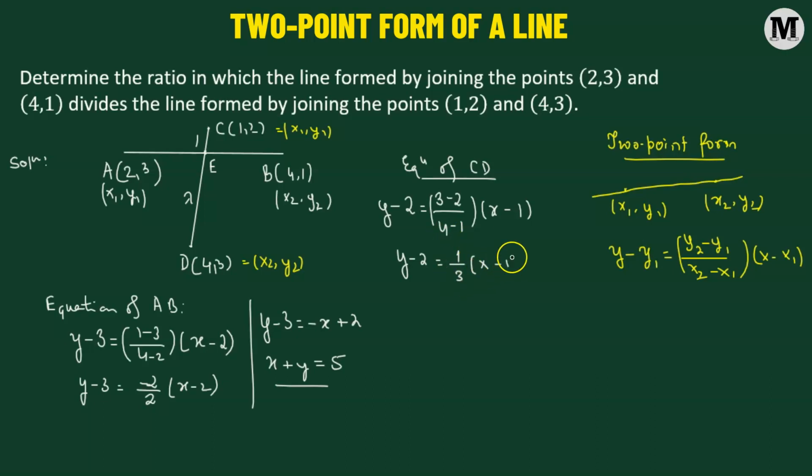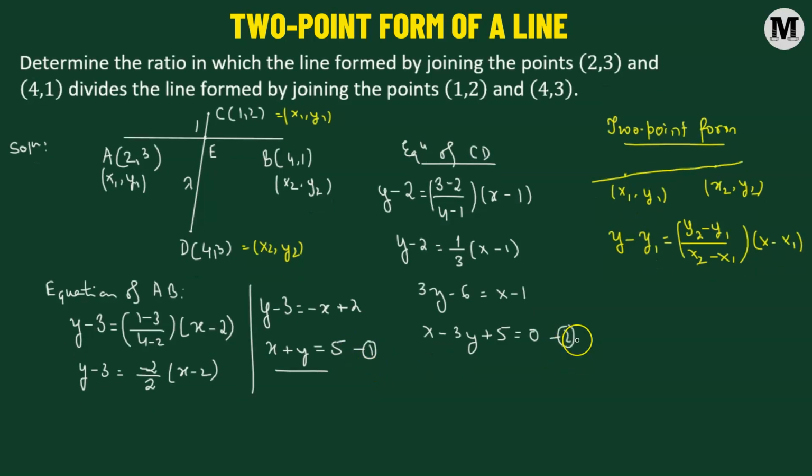This will be multiplied to x minus 1. So we get 3y minus 6 equals x minus 1, which gives us x minus 3y plus 5 equals 0. So this is going to be the equation of the line segment CD. Now we have the two equations. Let's name them equation number 1 and equation number 2.